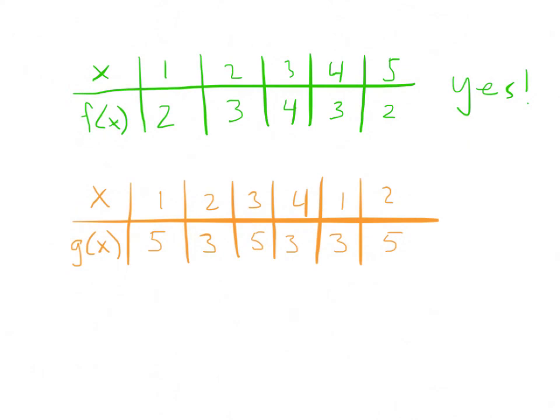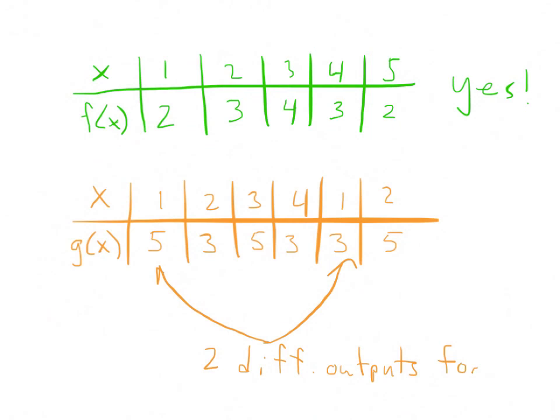The reason it's no is what happens when you plug in 1. When I plug in 1, I get back 5. Or possibly when I plug in 1, I get back 3. The reality is that when I plug in 1, there are two different outputs. For an input of x equals 1, there were two different outputs, and that's bad. So in this case, the answer is no, it's not a function.